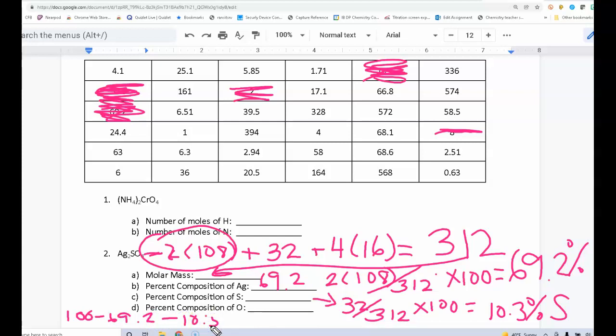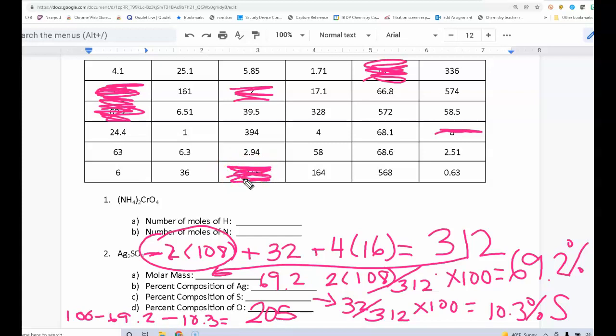0.3, and that will tell me what percent of oxygen I have remaining. So 100 minus 69.2 minus 10.3, and my final result should come out with 20.5. And then I can go shade in 20.5 right here as well.